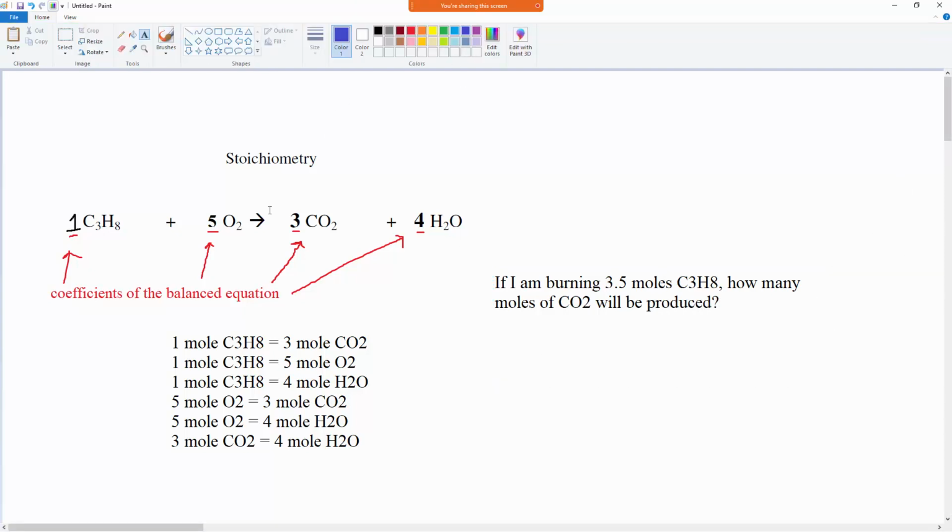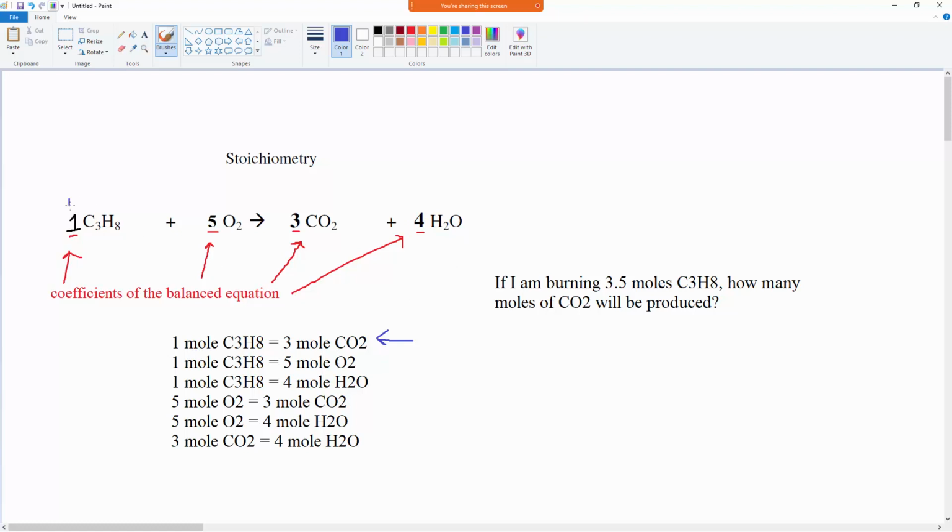Then you don't need to look at the oxygen or the water in this problem because I didn't ask about the oxygen or the water, okay? You can just say I'm burning 3.5 moles of C3H8 and I'm asking about CO2. So really I just need the relationship between C3H8 and CO2. I'm going to presume there's enough oxygen to get me there. I know that water is produced, but I'm not asking about how much of it. So I really only need this one conversion factor.